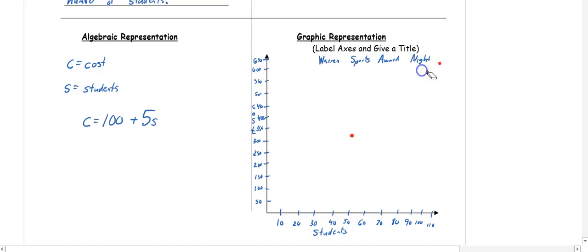Then we're just going to leave these as dots. We're not going to connect them because in this case, our students, we can't have partial students coming to the awards night. So we're just going to have dots representing our points. We're not going to connect them into a line because of our domain and range, which we'll talk about after our first quiz.